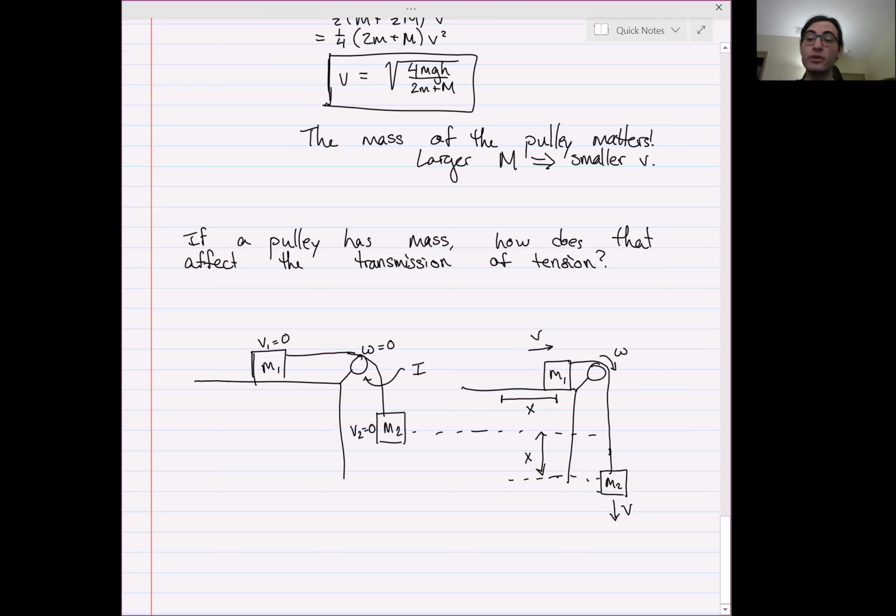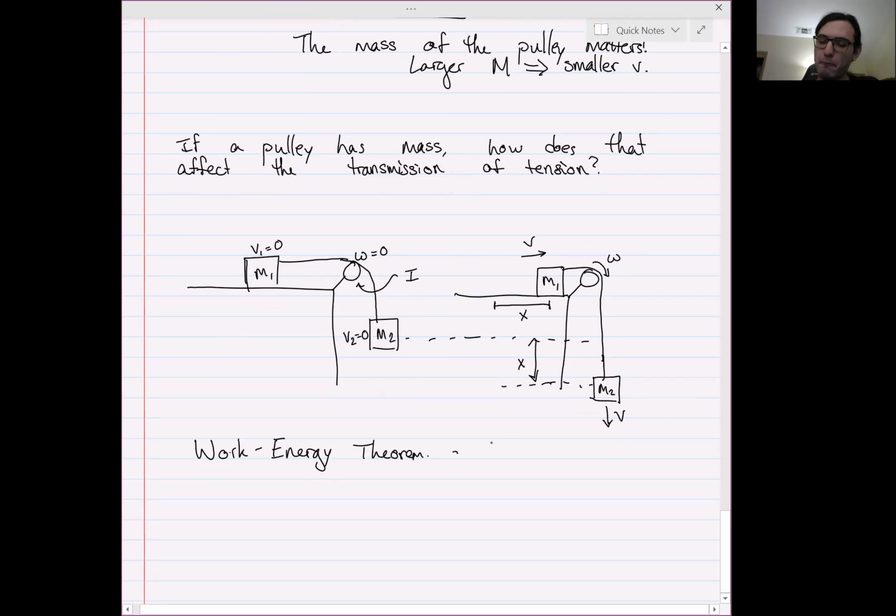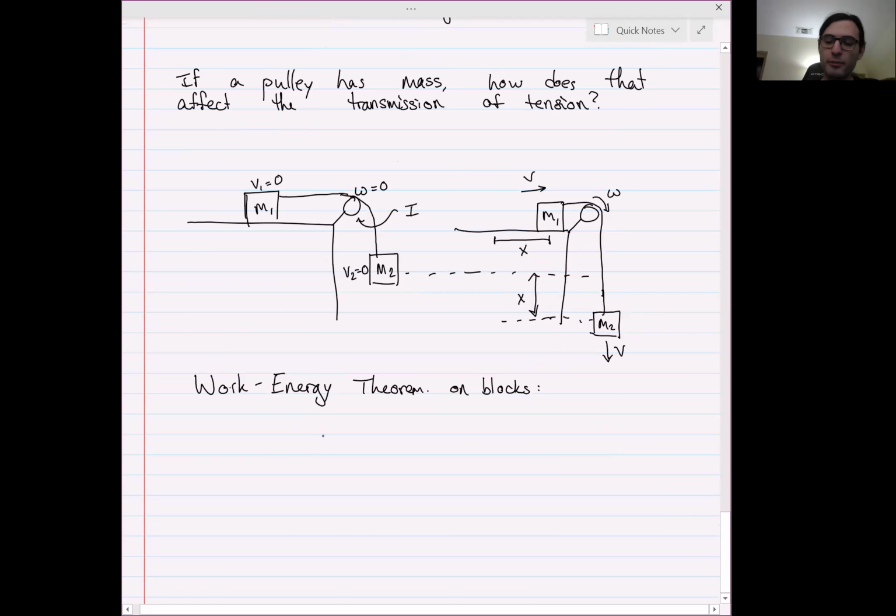So now what we're going to do is apply the work energy theorem to the blocks. And we're going to use the original work energy theorem, which is the work done on an object is equal to the change in its kinetic energy. This is the one without potential energy involved anywhere. So the work done on block 1 is equal to the change in kinetic energy of that block. And so we can compute the work done on block 1.